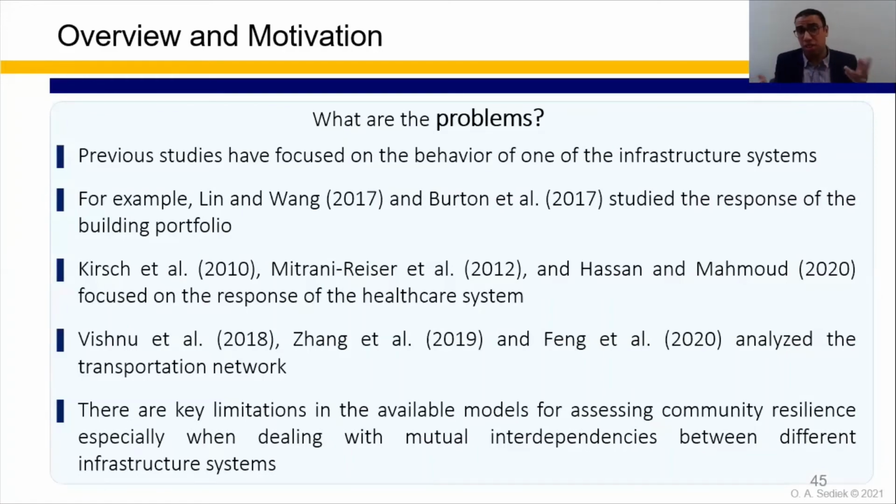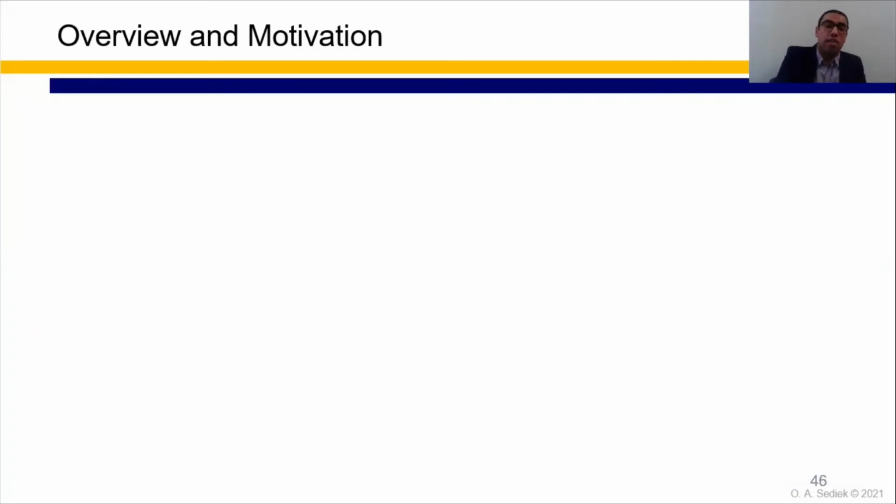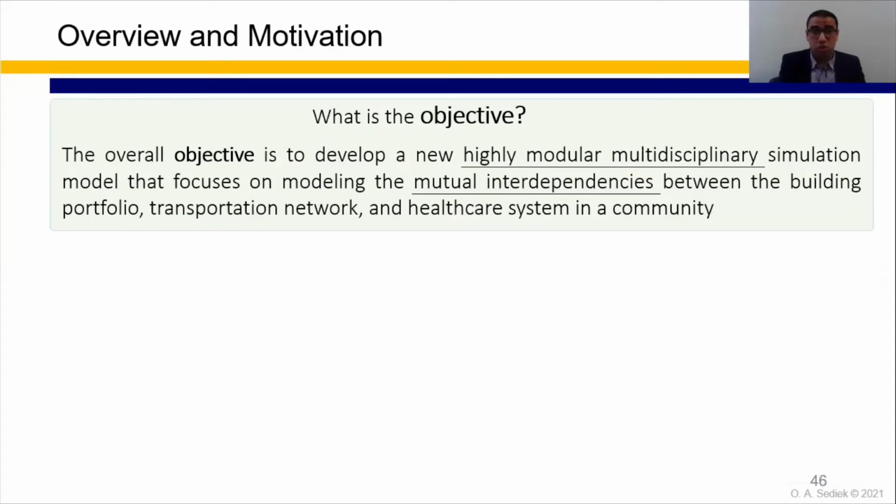So there are previous studies focused on the behavior of each system independently, like these studies are focused on the building portfolio. These studies are focused on the healthcare system, and these studies analyzed the transportation network. But there are key limitations in the available models when considering the mutual interdependencies between these systems. And that's why the objective of this study is to develop a new highly modular, multidisciplinary simulation model to model these mutual interdependencies between the building portfolio, transportation network, and healthcare system in the community.